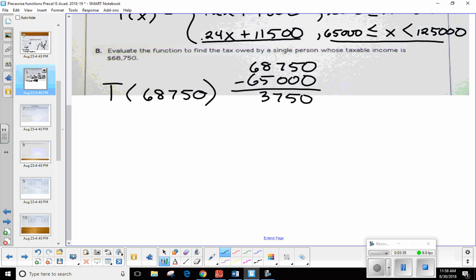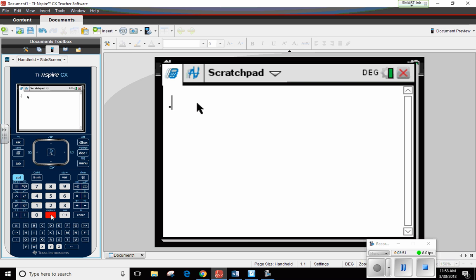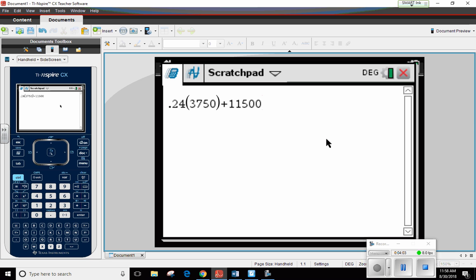But let's see here. I'm going to take 0.24 times the amount of taxable income. So 0.24 times 3,750, and then I'm going to add the 11,500. Okay, so let's see what that gives me. 24% of the 3,750 plus the 11,500. Oh, nah, one too many zeros on there. All right, can anybody tell me what I'm going to get when I push enter? I'm sorry? Okay, probably going to have a decimal in there. Do we know what that value is, though?